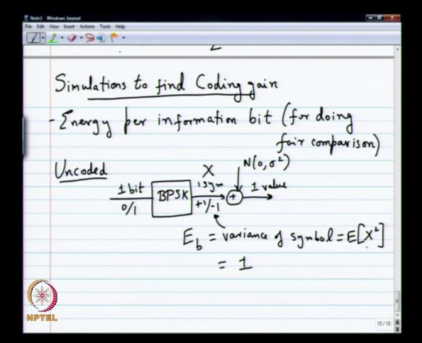Of course, I have assumed mean is 0. It's usually always good to keep mean 0. If the mean is not 0, I have to account for that also, so that's why it's expected value of x squared. I've said variance, but remember it's expected value of x squared. Assuming mean 0, that works out. So this is 1. Eb in the uncoded case is 1.